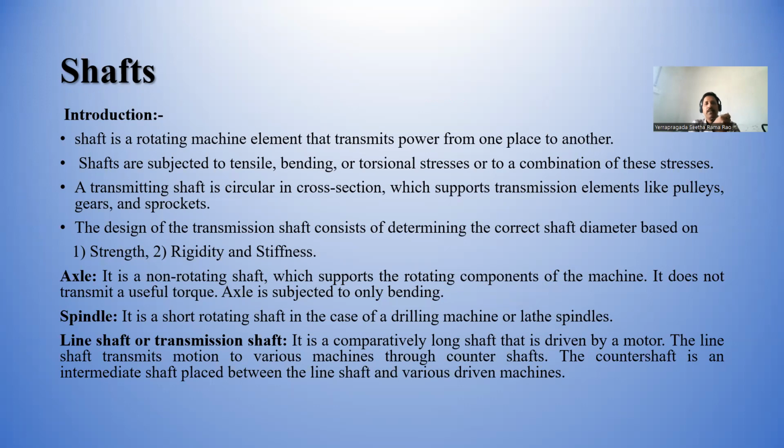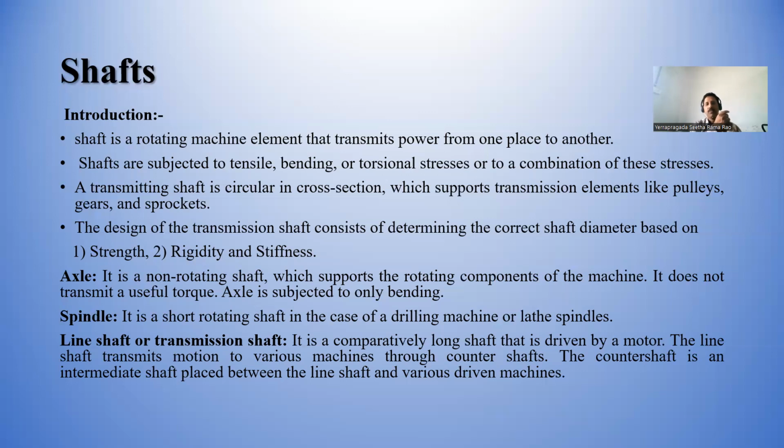The axle is a non-rotating shaft which supports the rotating components of the machine, but it does not transmit any kind of torque. It is subjected to only bending, not twisting moment, so do not get confused between the shaft and the axle. Shafts are subjected to twisting moment and torque, and the axle is subjected to only bending. The design of a transmission shaft consists of determining the correct shaft diameter based on strength, rigidity and stiffness.